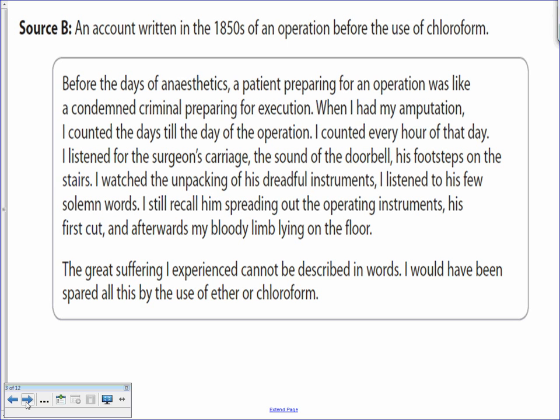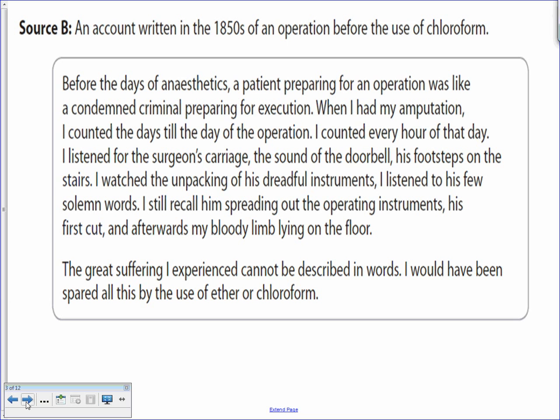If we just take a minute to have a look at this, it's quite straightforward. It states, before the days of anaesthetics, a patient preparing for an operation was like a condemned criminal preparing for an execution. When I had my amputation, I counted the days till the day of the operation. I counted every hour of that day. I listened for the surgeon's carriage, the sound of the doorbell, his footsteps on the stairs. I watched the unpacking of his dreadful instruments.